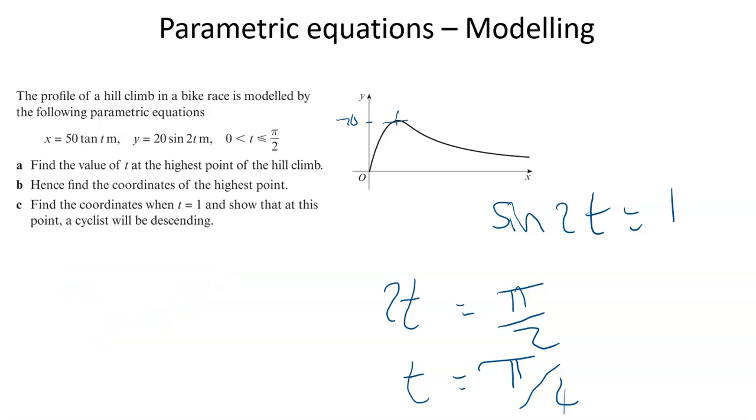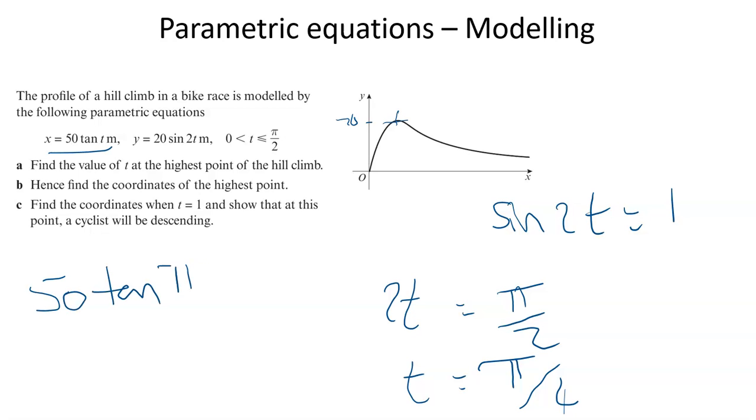Okay, so we've got the t value. We did get the y value as well, but we didn't need it. We've got the t value. Hence, find the coordinates of the highest point. Well, I'm glad I wrote that down. So we know that's 20, great. We can now work out the x value, because we know the t value that corresponds. We're just going to put that in.